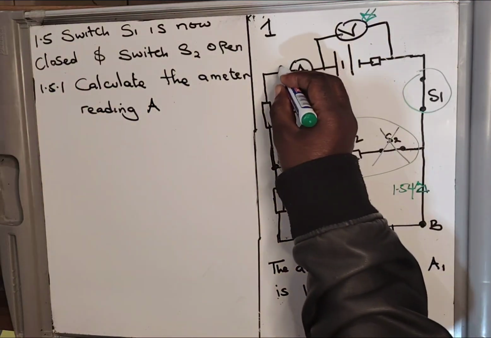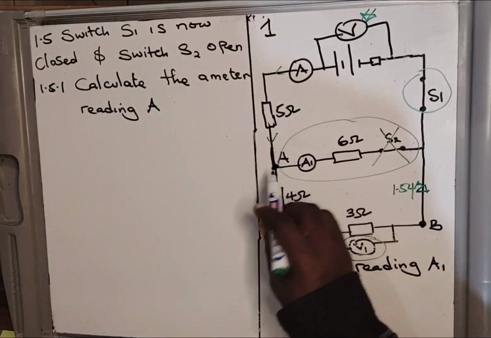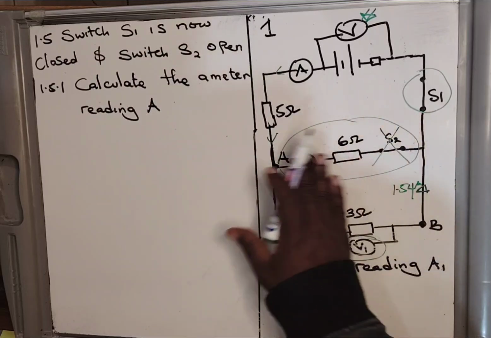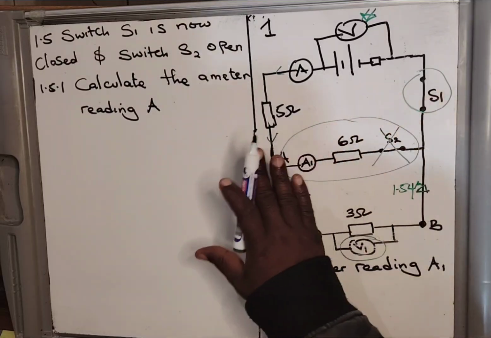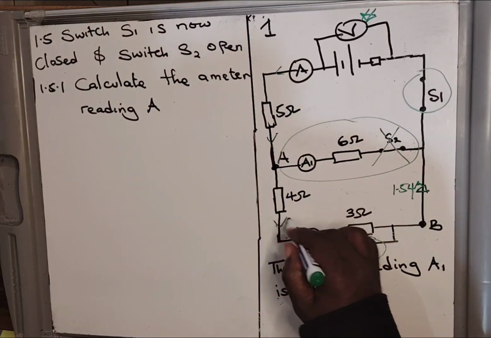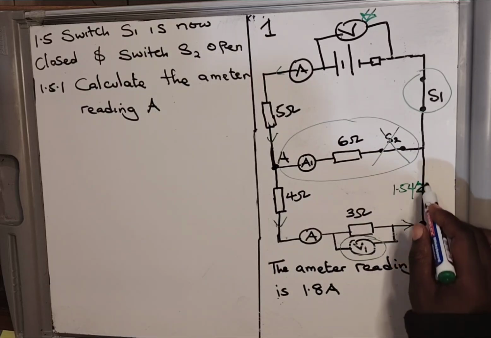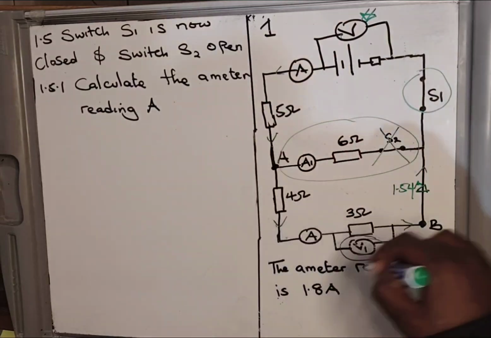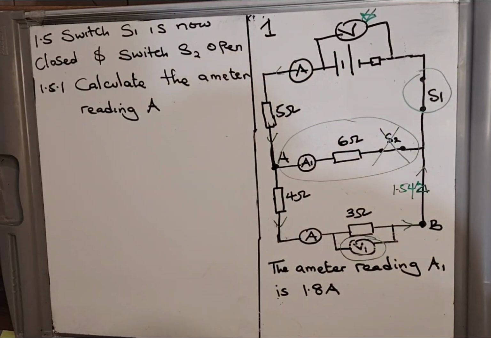From the positive side, it comes here. It doesn't branch because this side is incomplete. So it passes here and continues, forming a complete circuit. So that's what we are having. Now, under the circumstance, when the question says calculate current, what do you do?